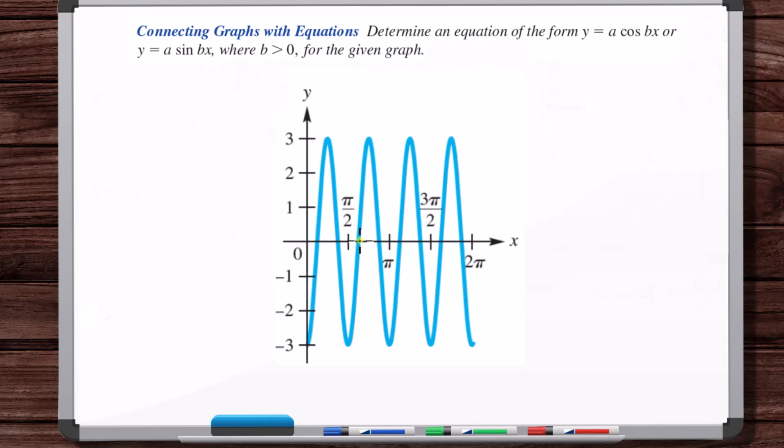Okay, let's see. Amplitude is 3, and it looks like we have a flipped cosine because we're starting at -3. So it's going to be a cosine, and then its 1 cycle is pi over 2. So the period is pi over 2, which we saw in the previous problem means that you multiplied the original period 2 pi by 1/4. So we've got y is equal to -3 cosine of 4x.